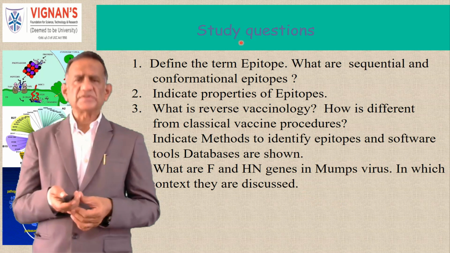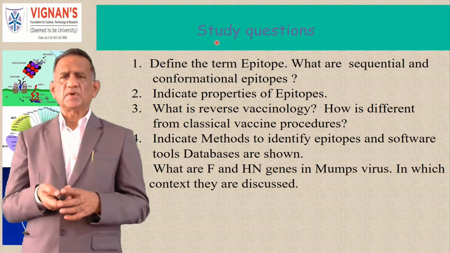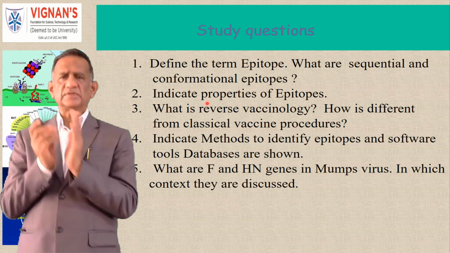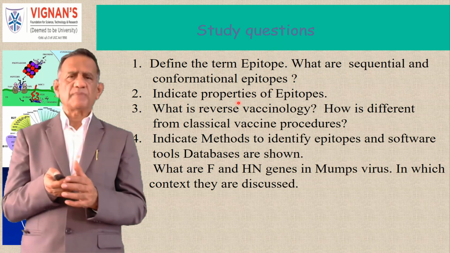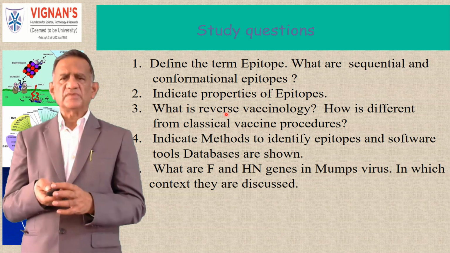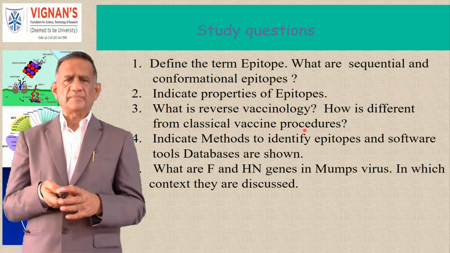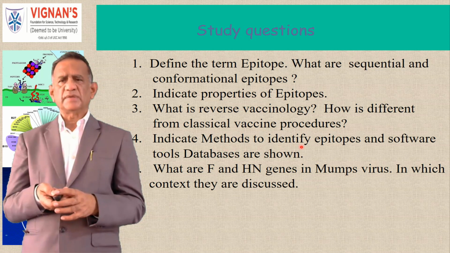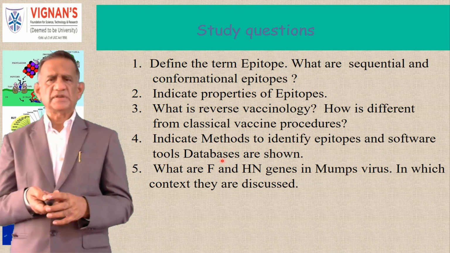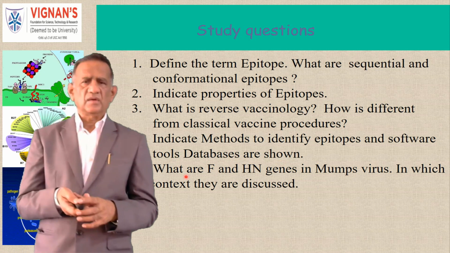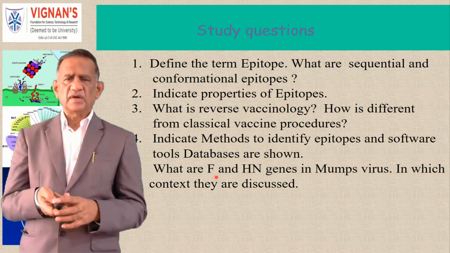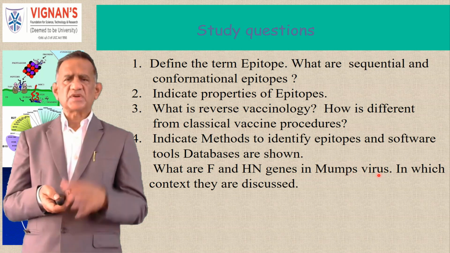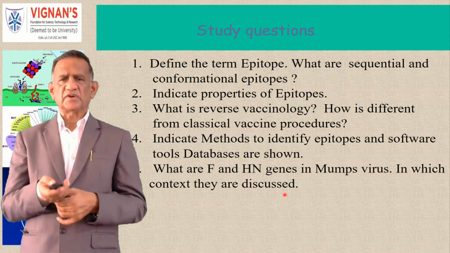Okay, let's have the study questions. Define the term epitope. What are sequential and conformational epitopes? That's what we are to begin with. We have to start there. Indicate properties of epitopes. What is reverse vaccinology? How is it different from classical vaccine procedures? Indicate methods to identify epitopes and software tools databases. And what are F and HN genes in mumps virus? In which context are they discussed in this particular topic?